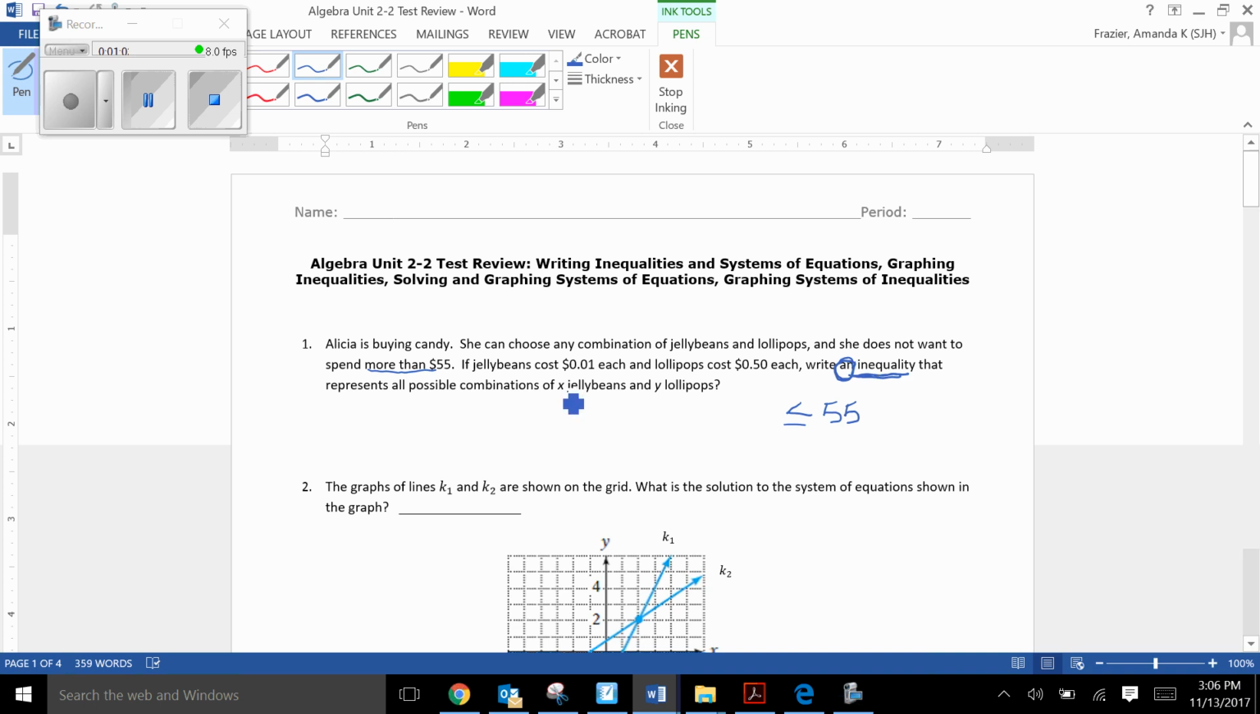I know jelly beans are X, and I know lollipops are Y. I know jelly beans are 1 cent each, so I'll have 0.01X. And I know that lollipops are 50 cents each, so I'll have 0.50Y. So 0.01X plus 0.50Y is less than or equal to 55.